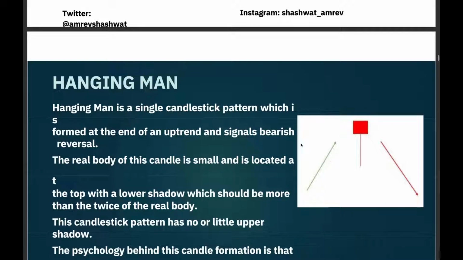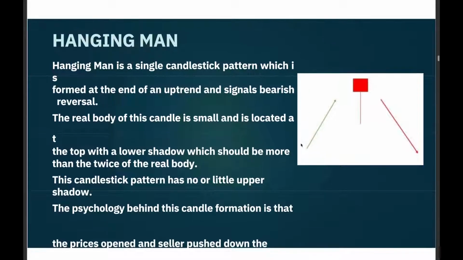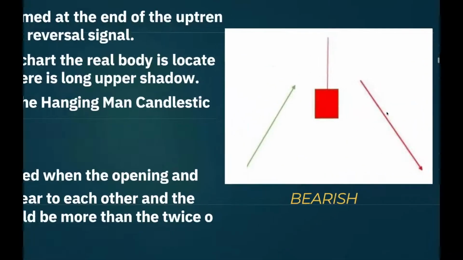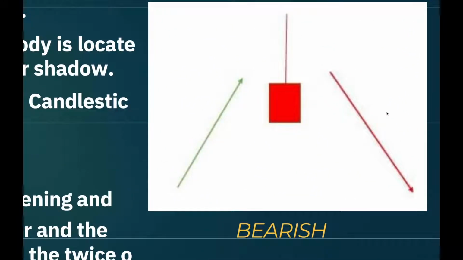Hanging man will give you what? That the stock will now go down. This will just give you more insight that the stock is going to go down. Any doubt till now, you can ask. Now comes shooting star. Shooting star is for bearish. It is made at the upside of a trend.